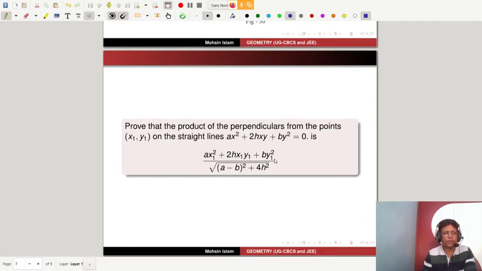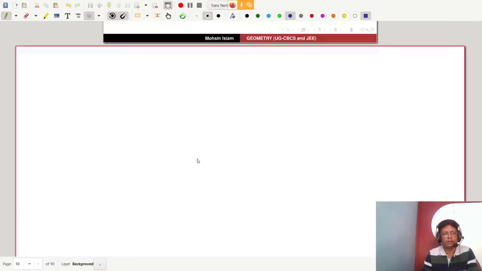Next, just come to the last point. There is a proof: product of the perpendiculars from the points x1, y1 on the straight lines represented by this is this. You have to prove this, right? So I will show you the hint also, how to prove this one. Okay, so let me add a page here. Your diagram will be like this.